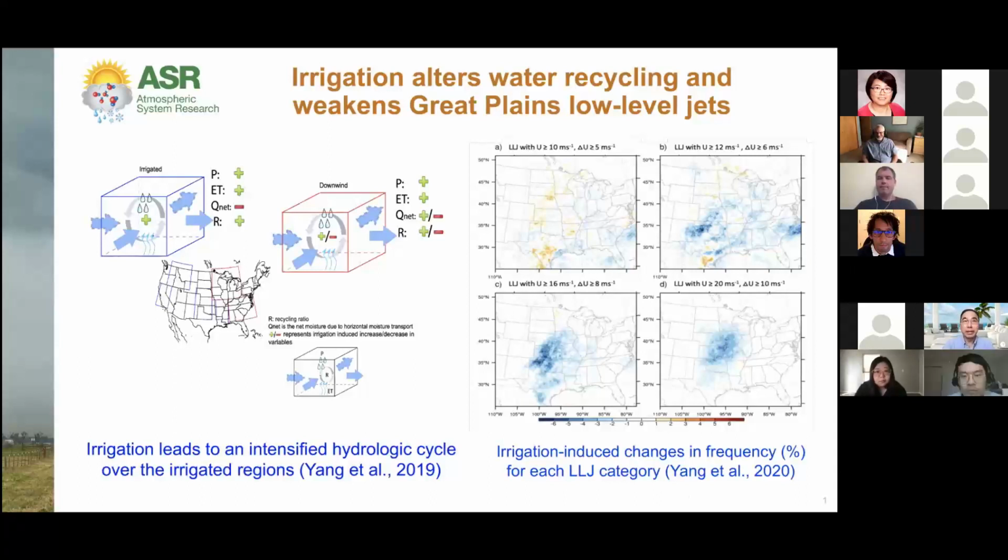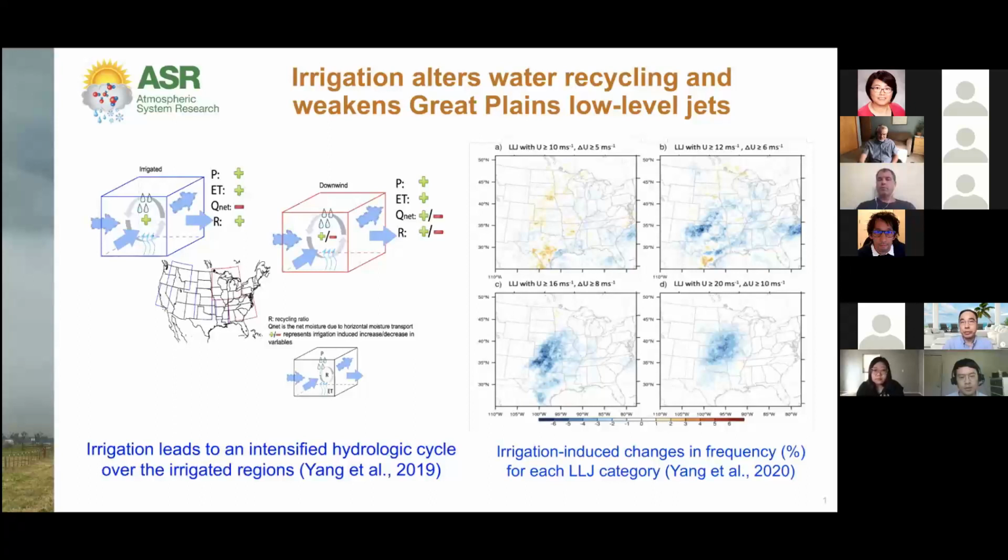I will very quickly highlight some modeling results regarding irrigation impact on land atmosphere cloud interaction, including impact on water recycling, low-level jet, and MCS, based on our 3 papers recently published. In the first study, we evaluate and quantify the irrigation impact on water recycling. We used a dynamic recycling model to track the source and sink of the moisture in the atmosphere in our convection permitting simulations. Basically, a model can tell us where the added irrigation water goes.